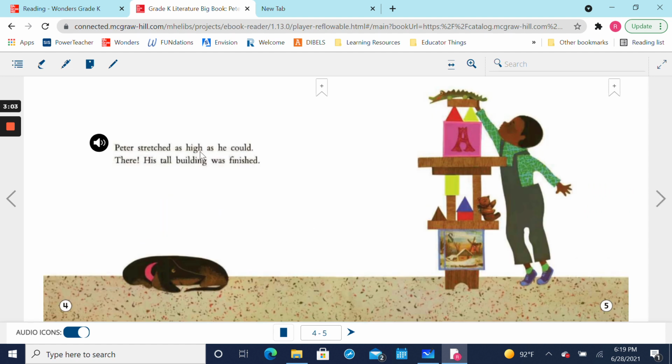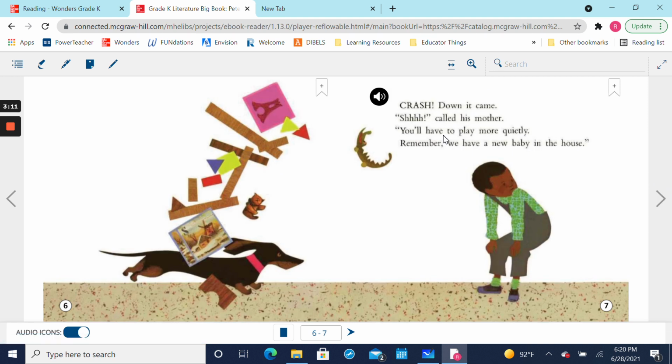Peter stretched as high as he could. There, his tall building was finished. Crash! Down it came. Shh! Called his mother. You'll have to play more quietly. Remember, we have a new baby in the house.